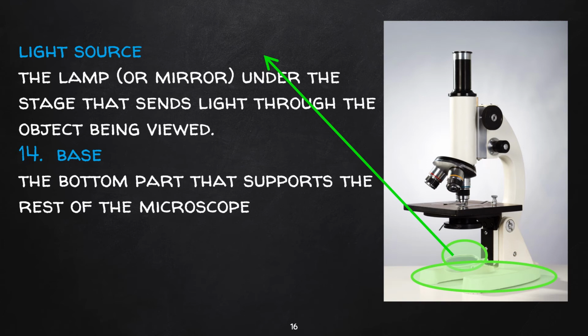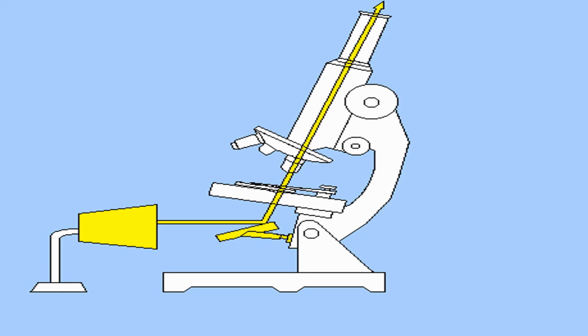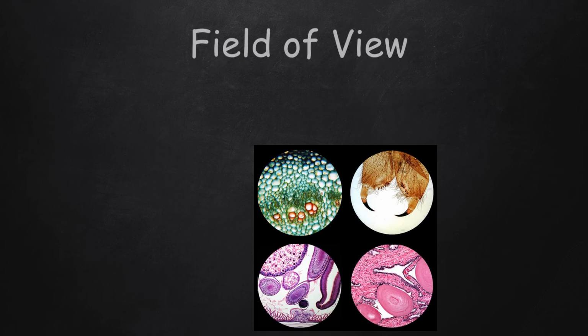And of course, the last one would be the base. So this would be now the bottom part that supports the rest of the microscope. So kung titingnan natin, yung liwanag ay tatama sa mirror, and this would be now passed on to the condenser, and eventually it would reach the objective and the ocular or the lens.